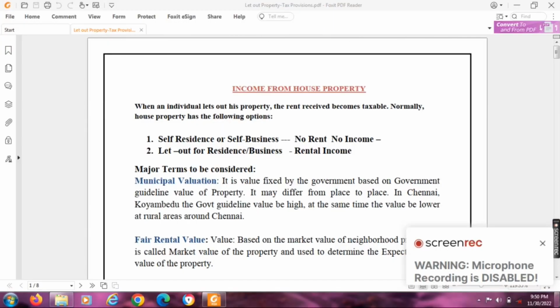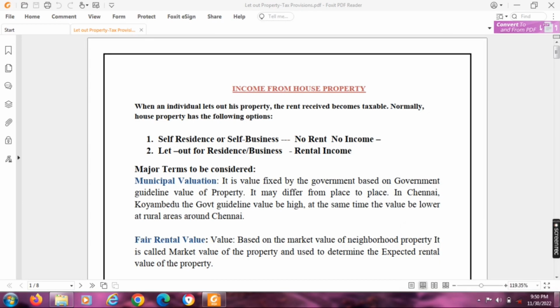Income from house property. When an individual lets out his property, the rent received becomes taxable. Normally, house property has the following options: self residence or self business. For that, no rent, so no income. Second option, let out for residence or let out for business. There is rental income. The major terms to be covered while computing income from house property.